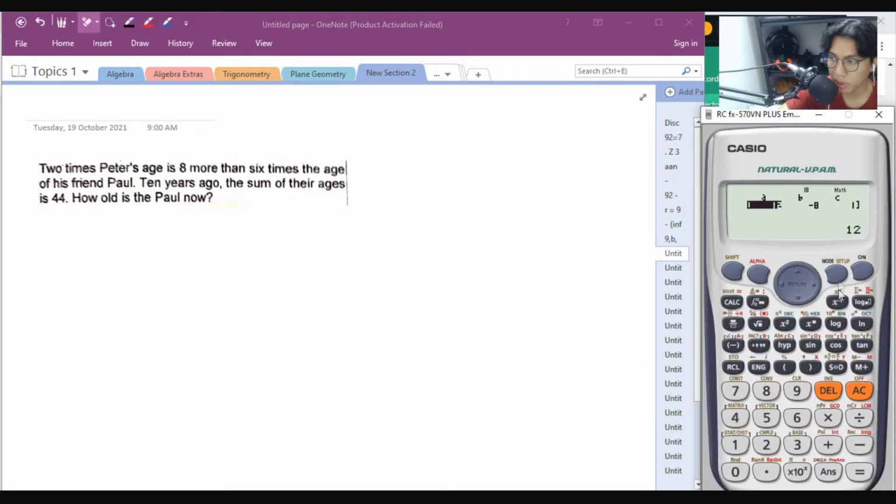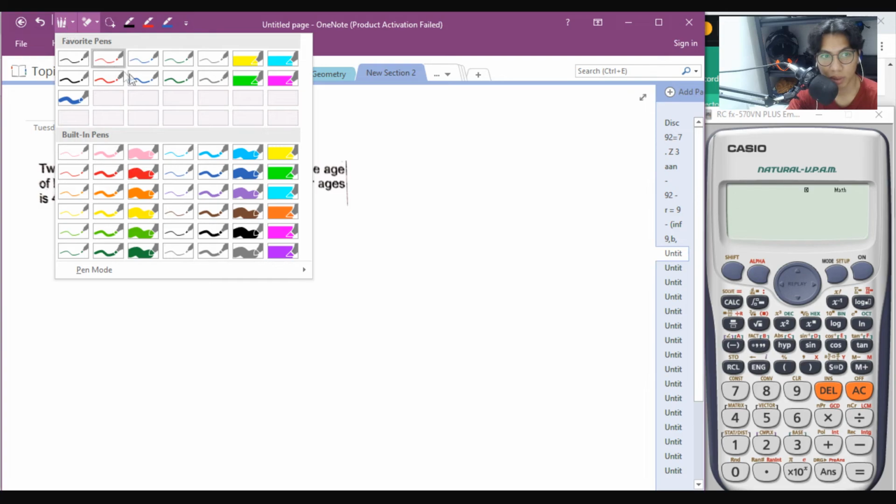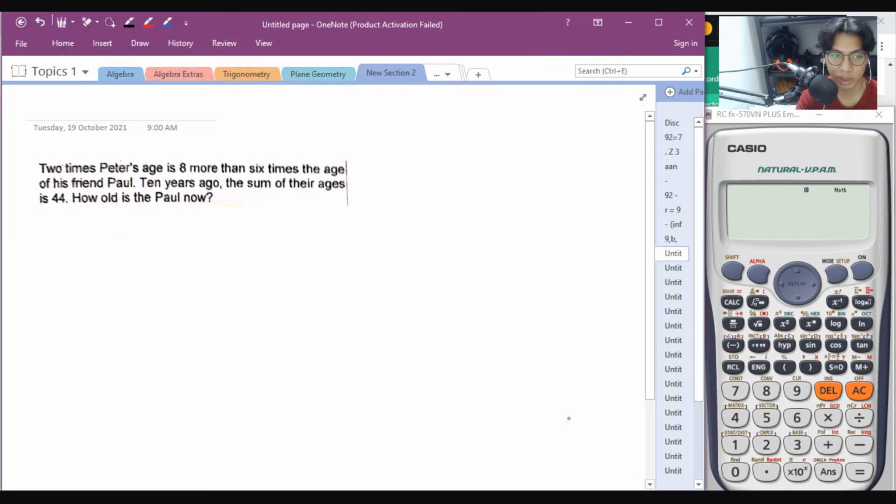So, let us go with another problem. Another worded problem to, mga paborito natin. So, I have encountered this during my review time in mechanical engineering. So, this is the problem, age problem. Okay? Lahat tayo mayroong problemang ganito, age problem. So, let us read the problem. So, 2 times Peter's age is 8 more than 6 times the age of his friend Paul. Paul, okay? 10 years ago, so the sum of their ages is 44.